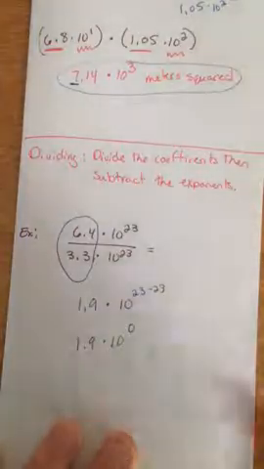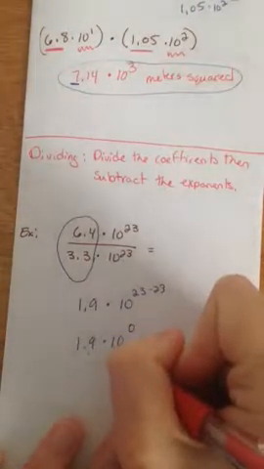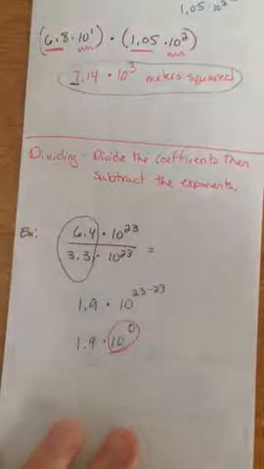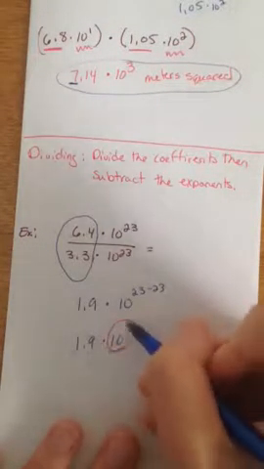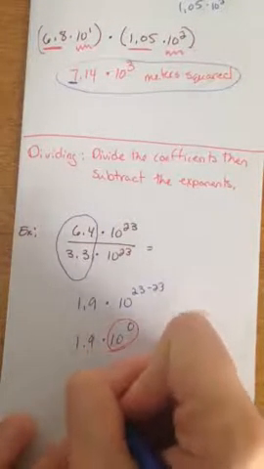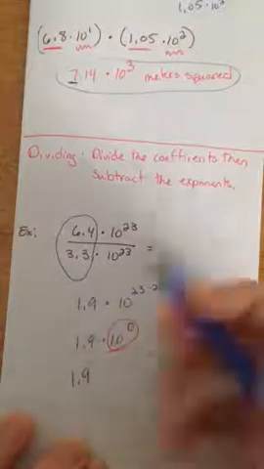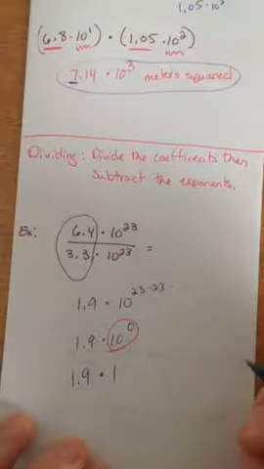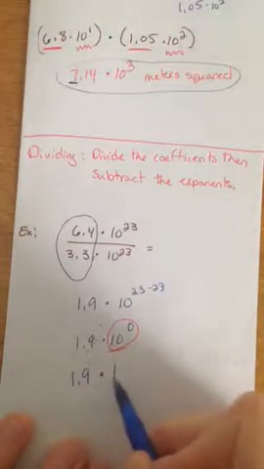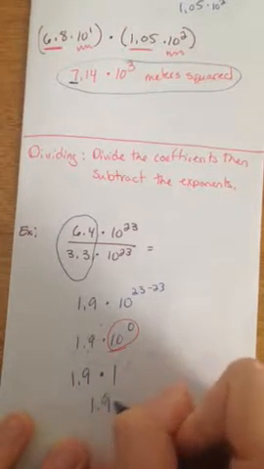And we know from our rules that since the 10 is to the 0 power, this piece becomes 1. I don't change the exponent, I change the whole number. The 1.9 didn't have a 0 power, there's no power on it, so that stays, times 1. And 1.9 times 1 is equal to 1.9.